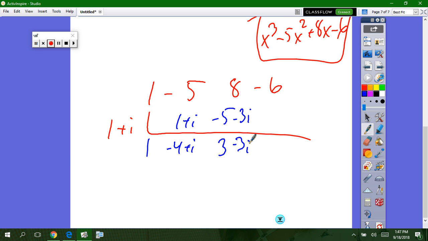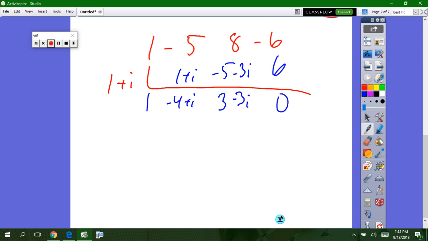1 plus i times 3 minus i. Here we go. 1 times 3, 3. 1 times negative 3i, negative 3i. i times 3, 3i. Negative 3i and 3i are gone. So I still have my 3 here, don't I? i times negative 3i, negative 3i squared, which becomes 3. 3 plus 3 is 6, which is 0. Notice it shows it's a factor.